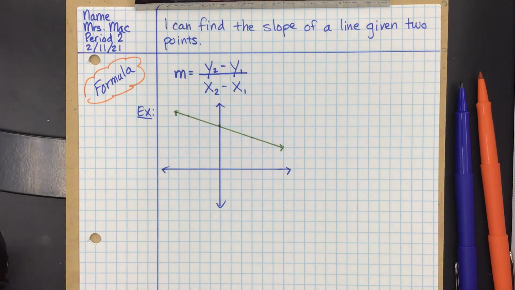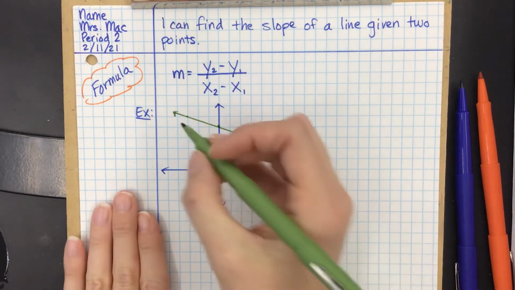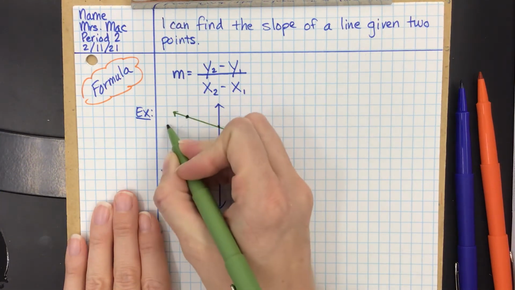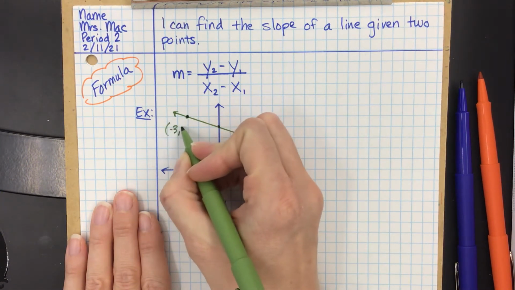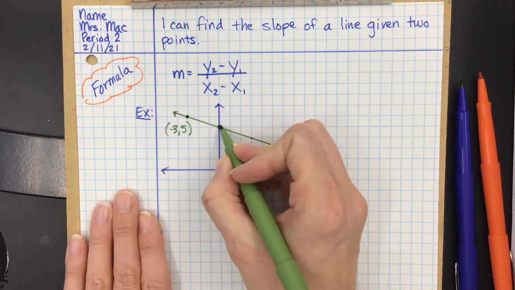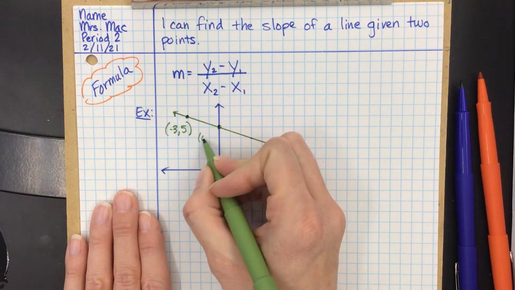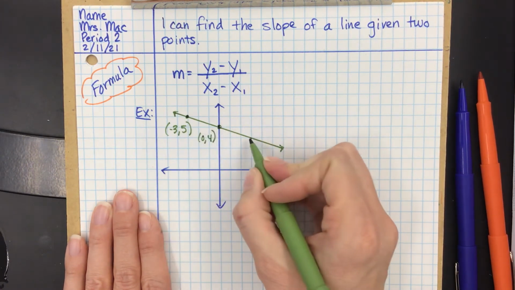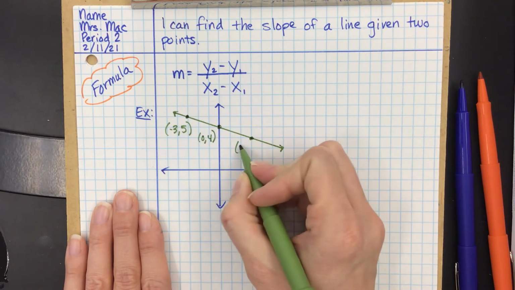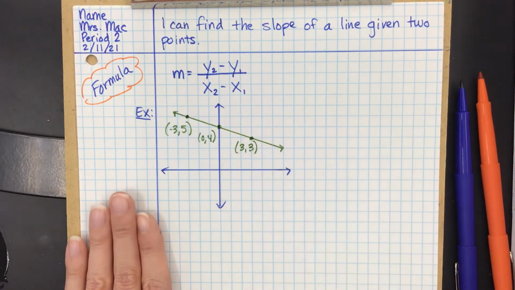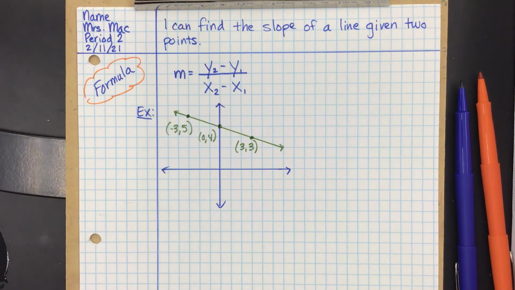Okay, so for you, to help you get this graph on your paper, I'll give you a few points. This point right here is -3, 5. This point right here is 0, 4. And this point right here is 3, 3. Okay, so I'll give you a second to get that on your paper.